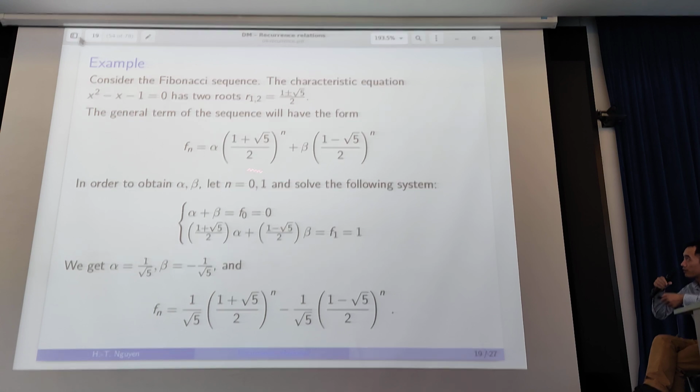You write the general formula in this form, where these coefficients are to be determined. And in order to determine these coefficients, you use the initial conditions, okay? So you replace n with 0, 1, 2, 3, etc. So here we have degree 2, so you will replace n with 0 and 1, or with 1 and 2, depending on whether your sequence starts with the index at 0 or 1. And then you get a system of two linear equations and two unknowns.